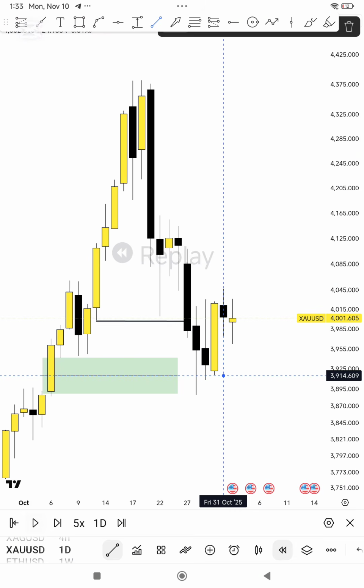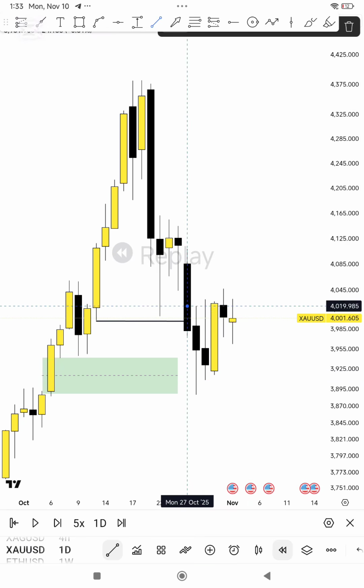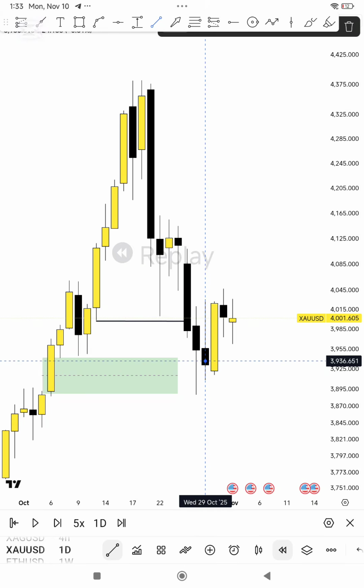Alright, so here you can see Monday is the continuation of the Friday trend, and Tuesday actually went to that key level, and Tuesday here is the retracement of the previous week. This is actually what I was expecting, and that's what you should expect. So these were the two examples.